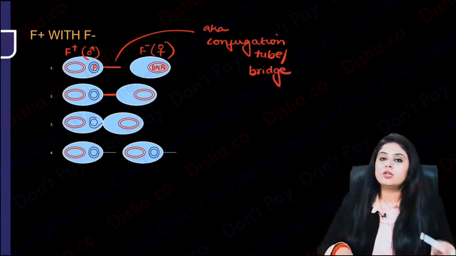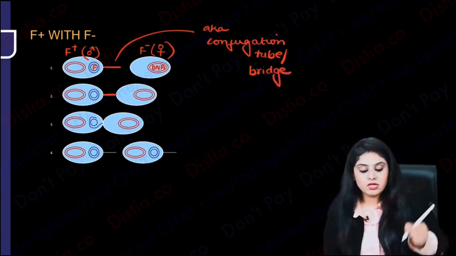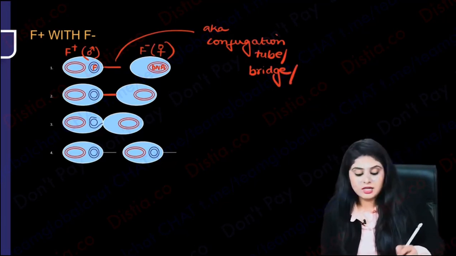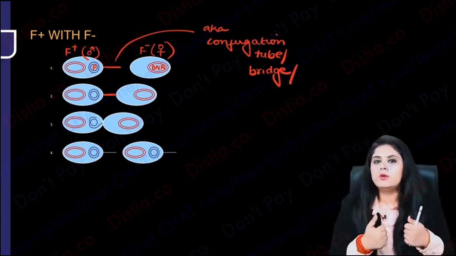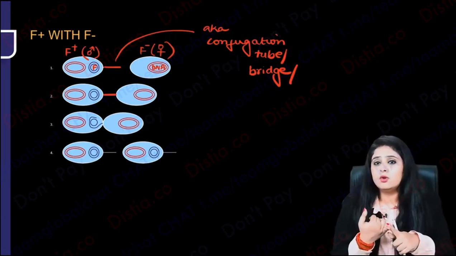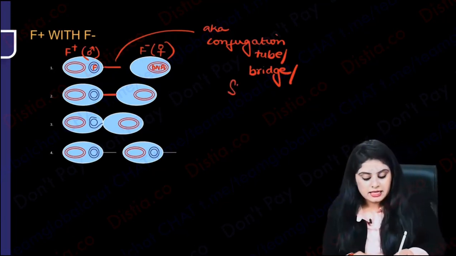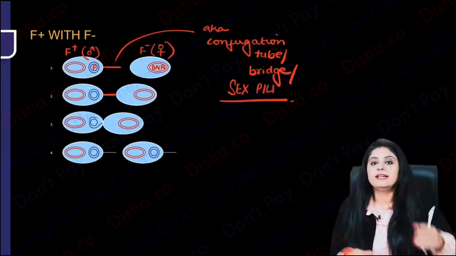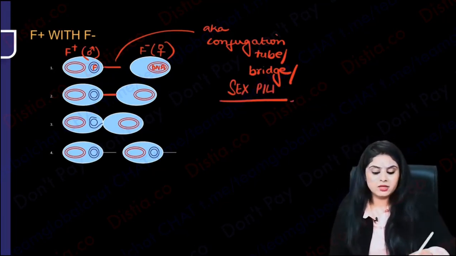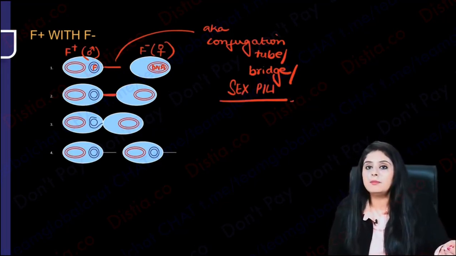This is known as a conjugation tube, also referred to as a bridge, and this is made of what? What was helping in attachment? I'll give you options. Flagella? No, flagella were for locomotion. Pili? Yes, pili help in attachment. Can I say these are sex pili? These are sex pili. Between a male and female there will be sex pili, right? So they are going to form, and what will happen through them?